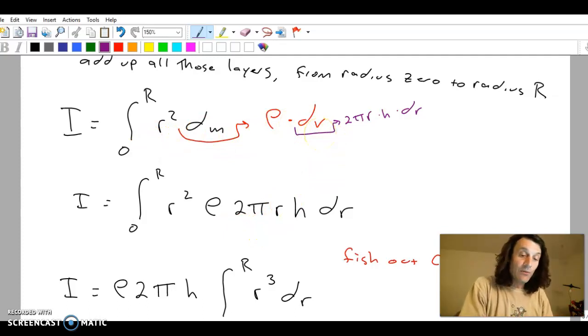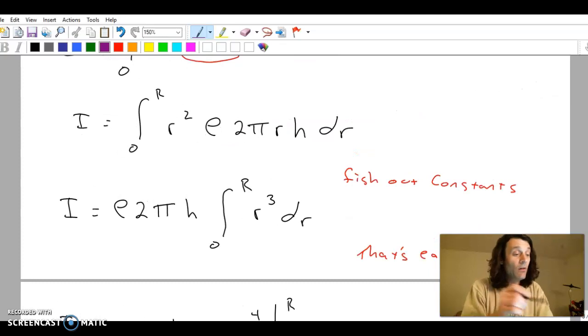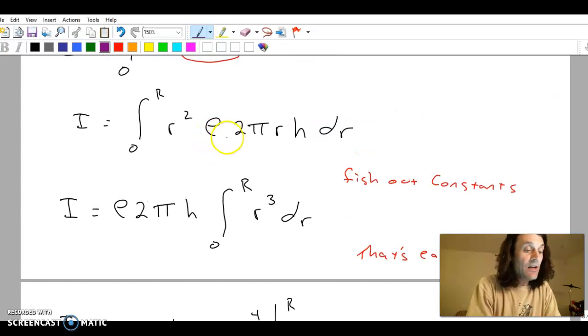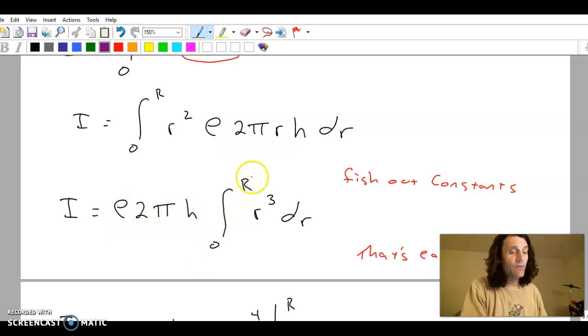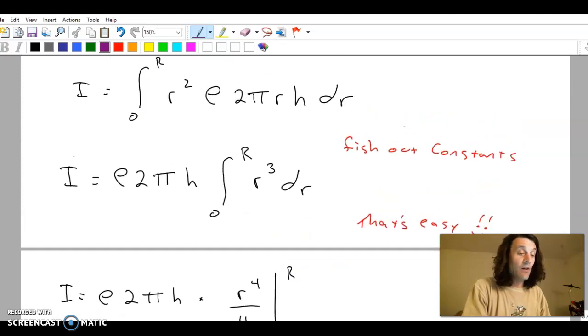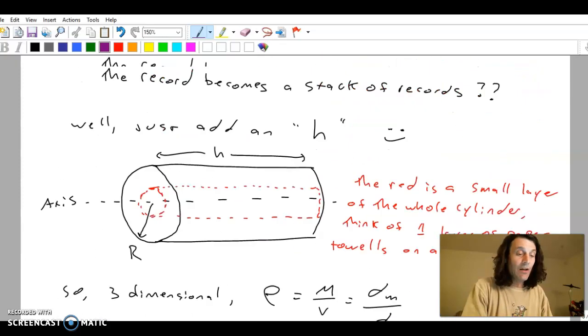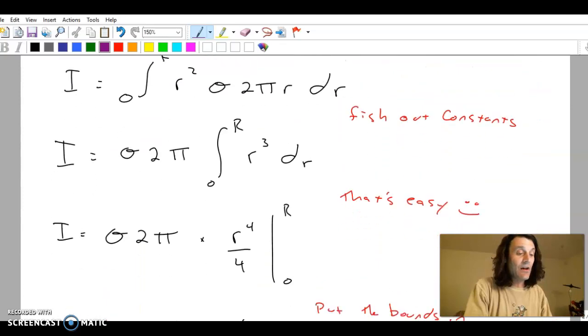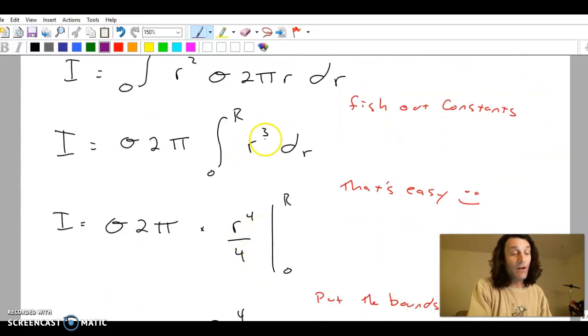Now, we can fish out some constants, can't we? Look at all the stuff that doesn't change. The density, the pi, and the h. So all we're now integrating from 0 to big R is r cubed. All right, that's easy. All we're doing is integrating r cubed dr. It becomes r to the 4th over 4 with a capital R up there and an r and a 0 down there. So can you tell this is exactly the same as the thin disk that we started out with, integrating an r to the 3rd, that becomes an r to the 4th over 4. The only difference is that sigma is now a rho, and we've added an h.